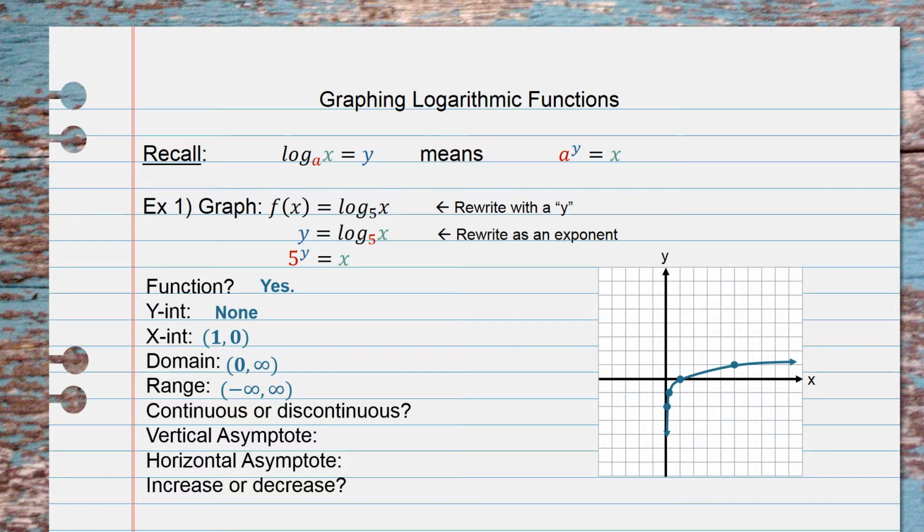Is the graph continuous or discontinuous? Notice there's no gaps or breaks, so this is continuous. Do you see any vertical asymptotes? There is one. This time it happens to be at x equals 0. Do you see any horizontal asymptotes? There are none. And then last, as you read the graph from left to right, would you say this is increasing or decreasing? Well, this is increasing.